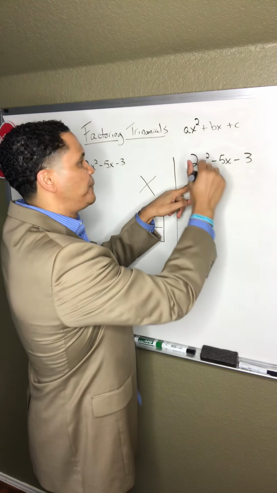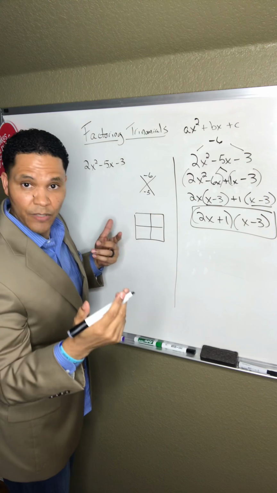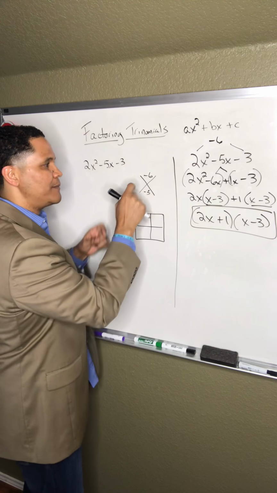Now let's try it using the area model. So we do the same thing first. We multiply the a term times the c term. 2 times negative 3 gives us negative 6. And then we bring down this middle term and put it right here, negative 5. And then again we ask, what do we multiply to get negative 6 that we can add together to get negative 5? Negative 6 and positive 1. Right? Negative 6 plus 1 gives us negative 5. Negative 6 times 1 gives us negative 6.